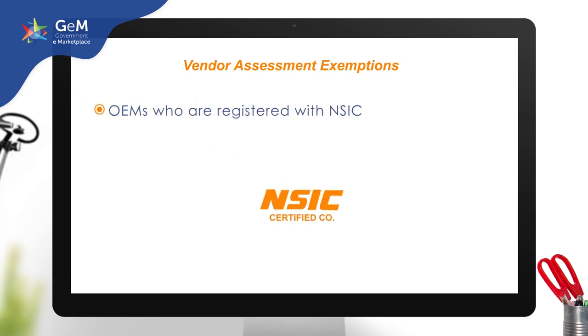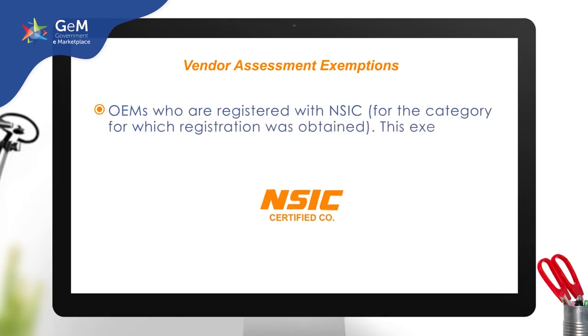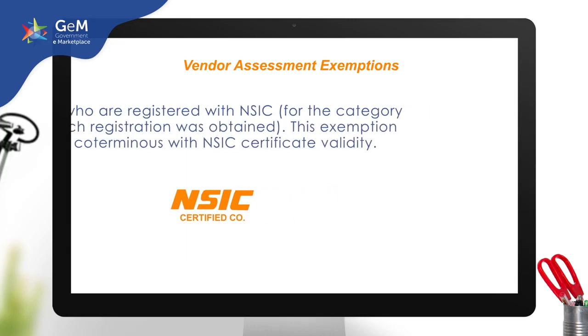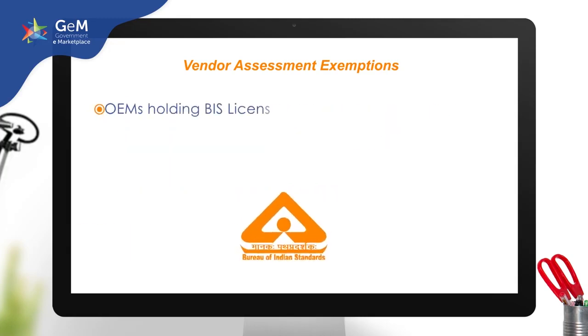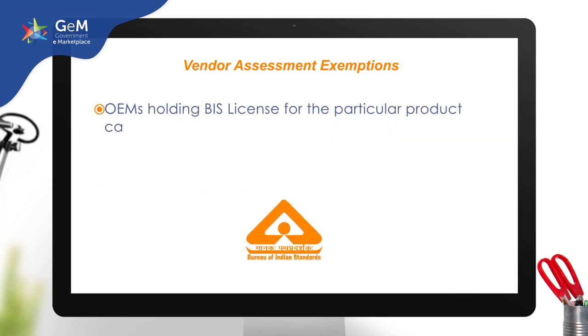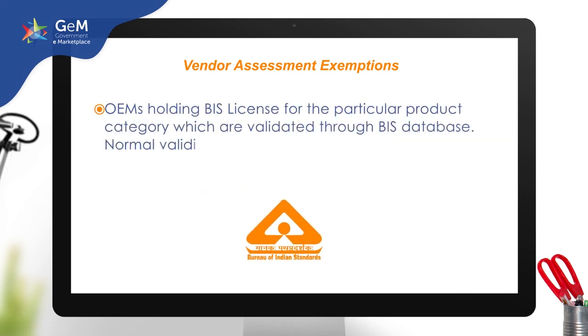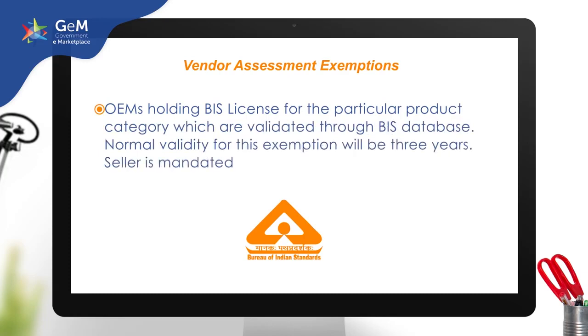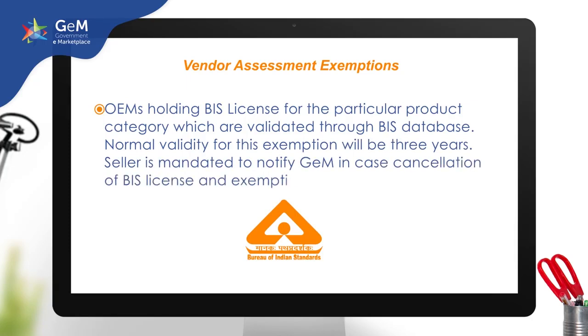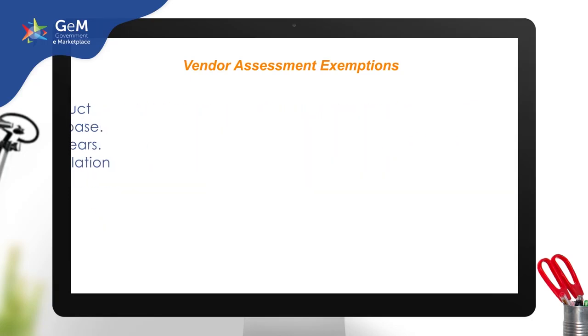OEMs who are registered with NSIC for the category for which registration was obtained. This exemption will be coterminous with NSIC certificate validity. OEMs holding a BIS license for the particular product category, which are validated through the BIS database. The normal validity for this exemption will be 3 years. The seller is mandated to notify GeM in case of cancellation of the BIS license, and the exemption will be withdrawn.